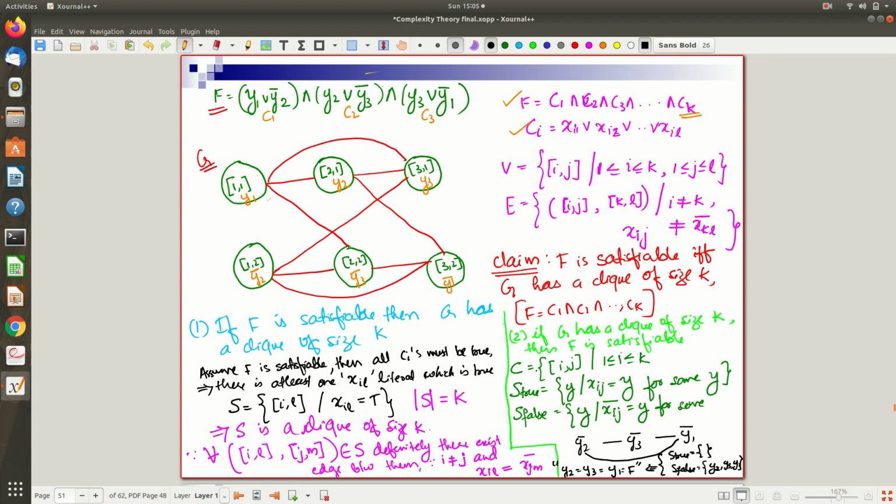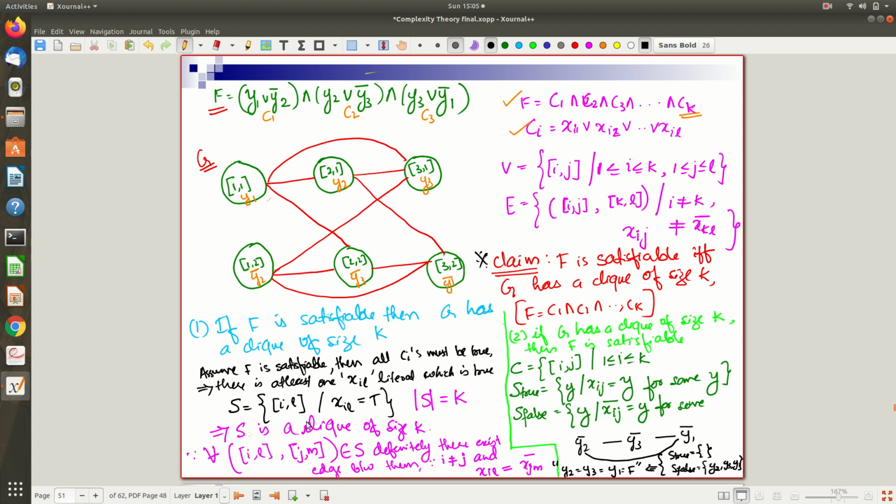Here your argument is very important, and this claim is important. What is your claim? F is satisfiable if and only if the graph which you reduced to has a clique of size k. So that you have to show mathematically. There are two sides: assume that the formula is satisfiable and show that you get a clique of size k, and the other side, assume that there is a clique of size k, then show that it corresponds to a satisfying assignment.